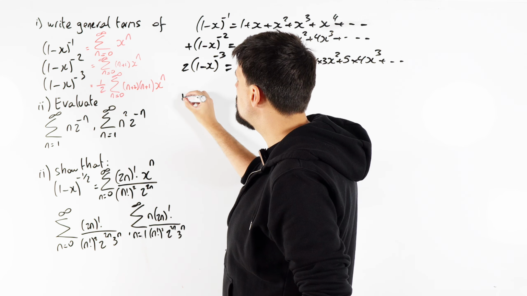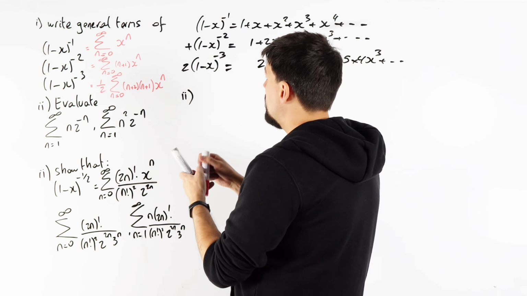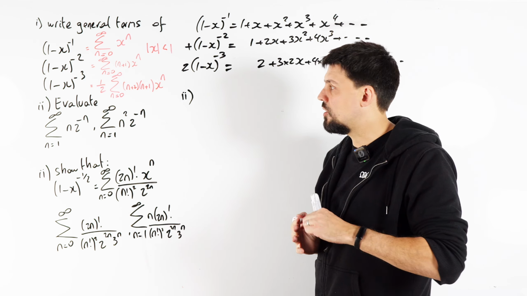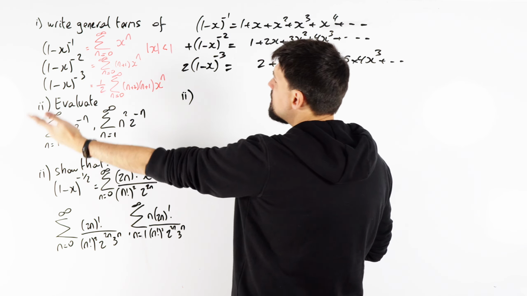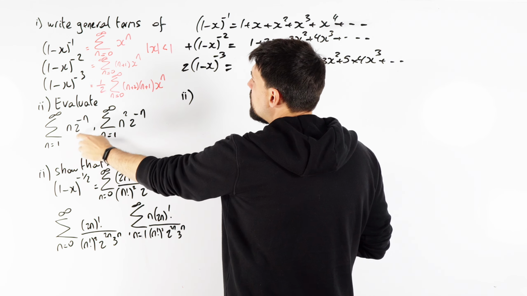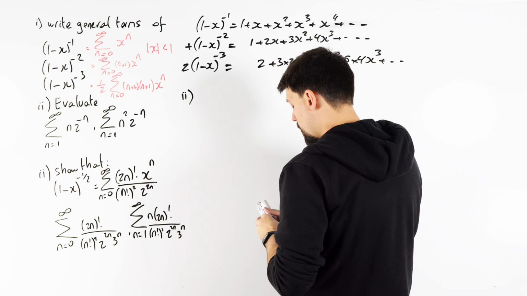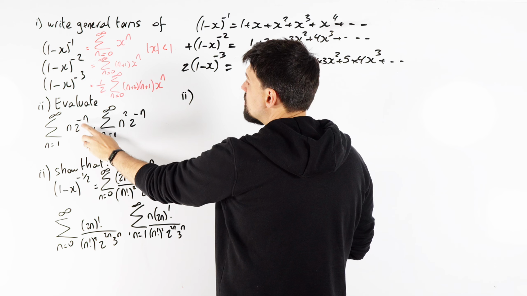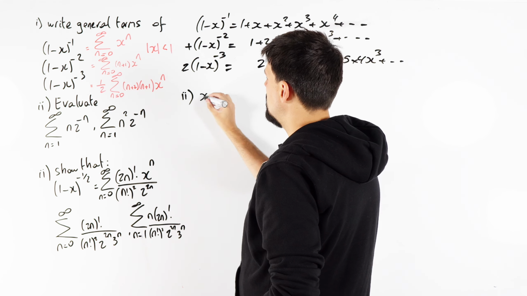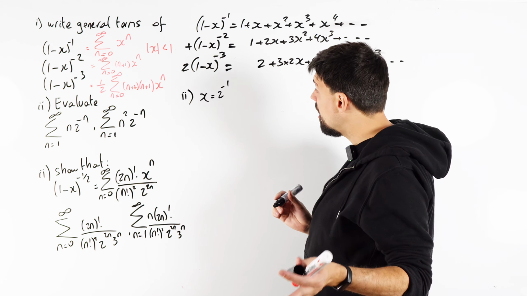Now, how are we going to use that for part two? Well, first of all, let's remember that all of this is only valid for mod x less than 1 because it has to converge. Looking at this, we're starting at 1, we're starting at 0, but we'll deal with that in a second. Now we look at that, 2 to the minus n, x to the n. What that tells me is that we're going to use x is 2 to the minus 1, also known as a half to you and me.